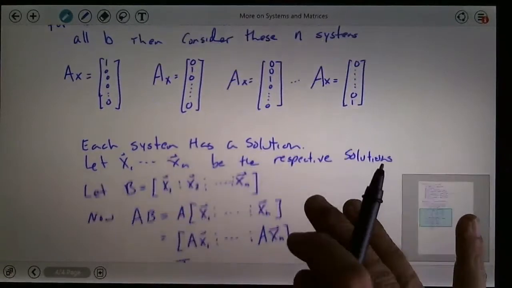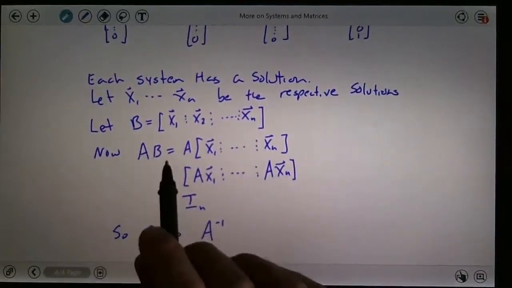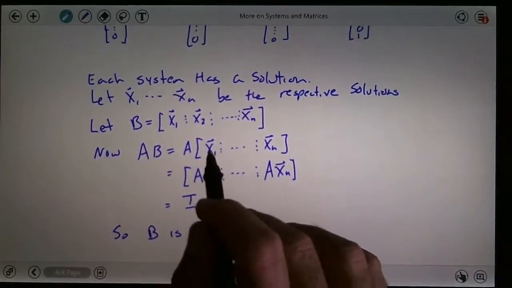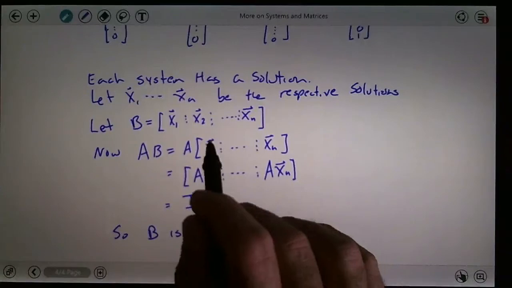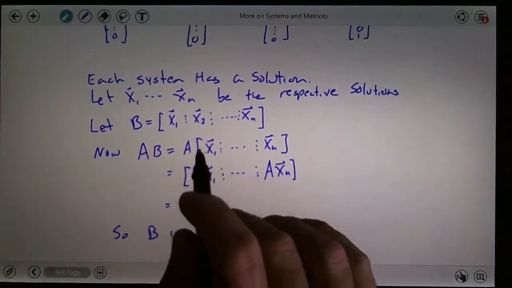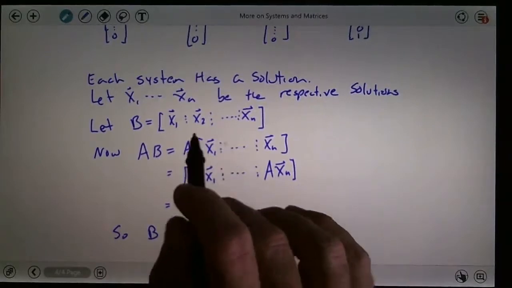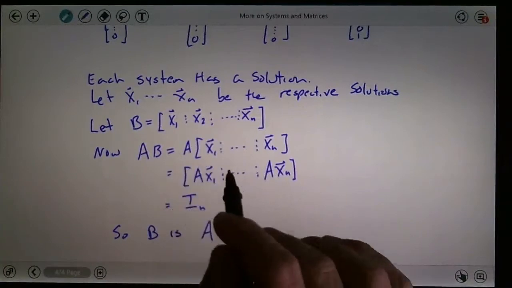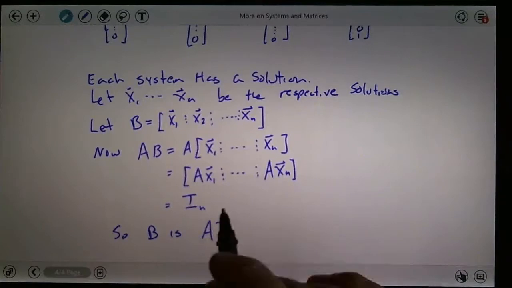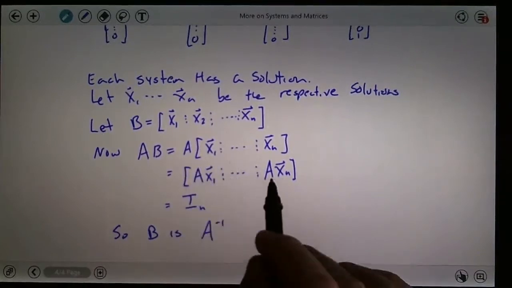Okay. Now look at what happens when you multiply A times this matrix B. Well, how do you multiply matrices? I'm going to take the first column of this matrix here, and multiply it by the rows of A, which give me the first column of the product. Then I'm going to take the second column, multiply it by the rows of A, and that's going to give me the second column, and so on down the line. So the columns look like just A times the first column, A times the second column, and so on.